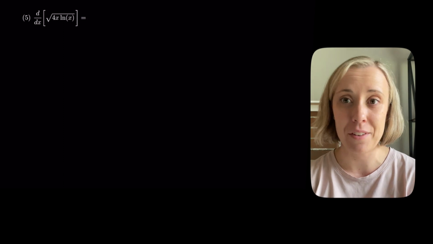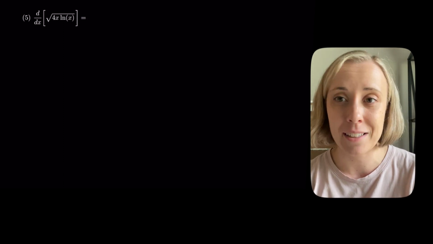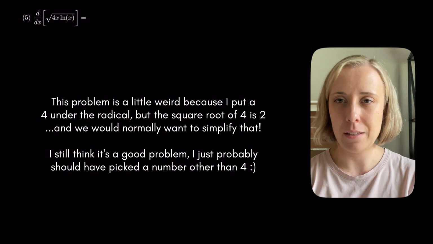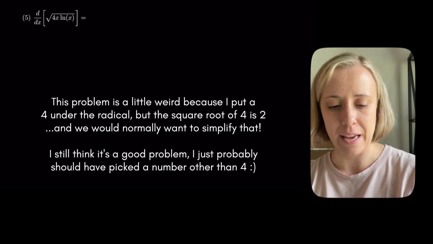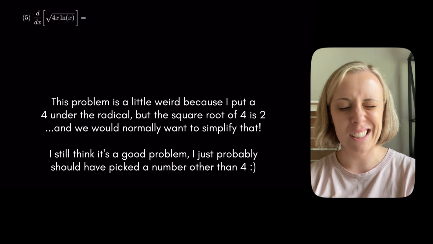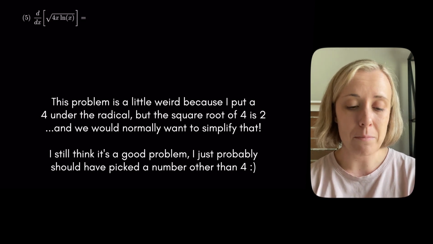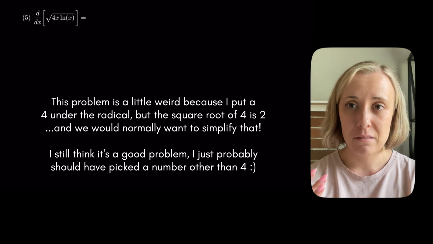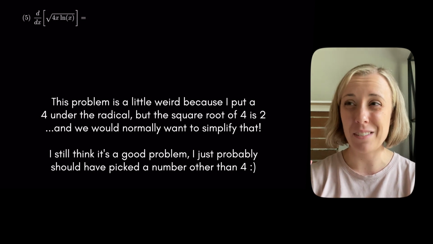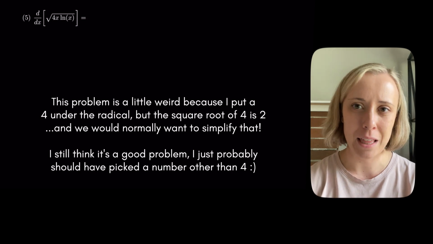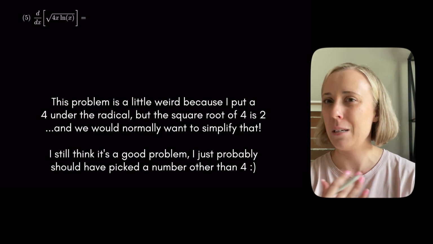Okay, let's do this next problem. So here we're taking the derivative of the square root of 4x times ln of x. Okay, so I see we have a square root over this whole thing, and we have a 4x times an ln x, a natural log. So for me, I see the outside as the square root. So I see that we have this overarching thing, which is the square root that we need to deal with. And so to me, that tells me it's chain rule.